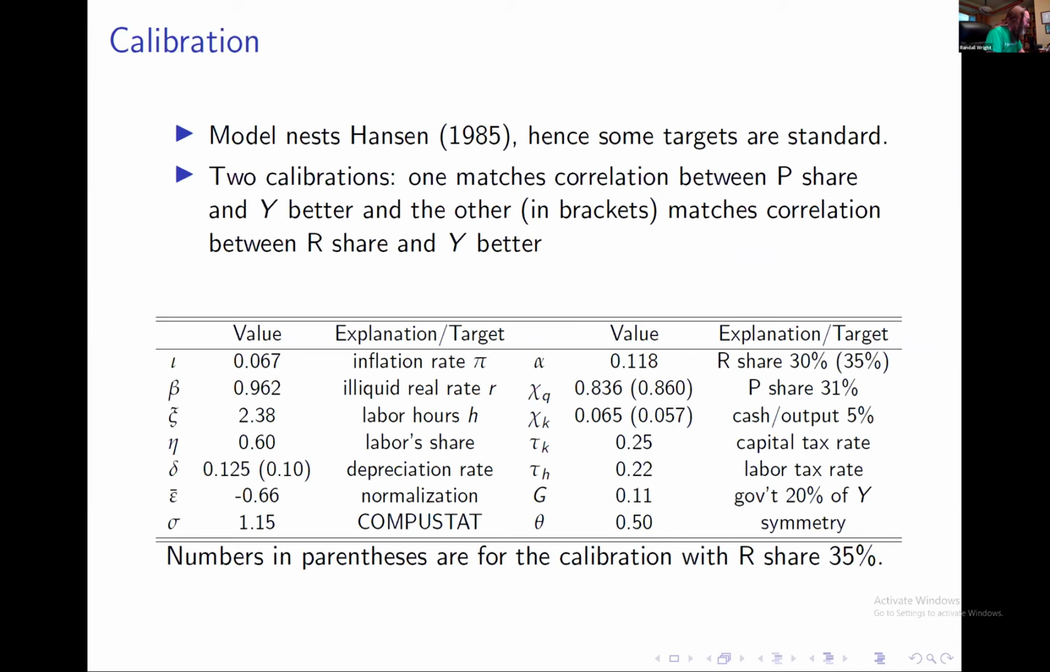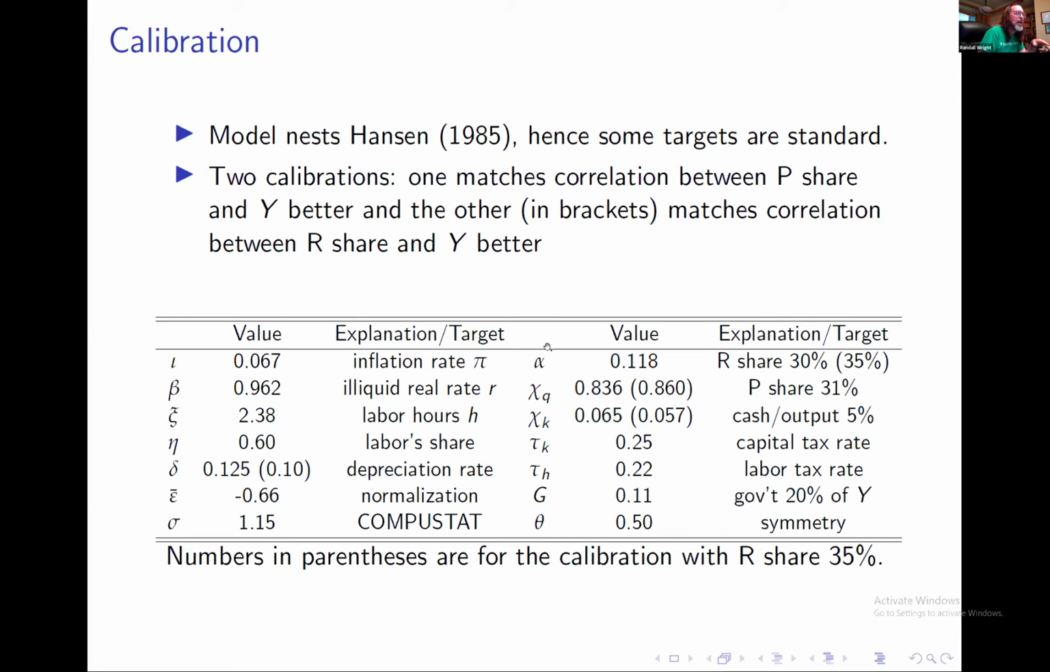Let's talk more like real business cycle economists. As I say, we nest Hansen, so many of the targets are standard. Now we can't match perfectly in our calibration, so there's a tension out there. So we do two calibrations. They all look pretty good, but they're not quite right.